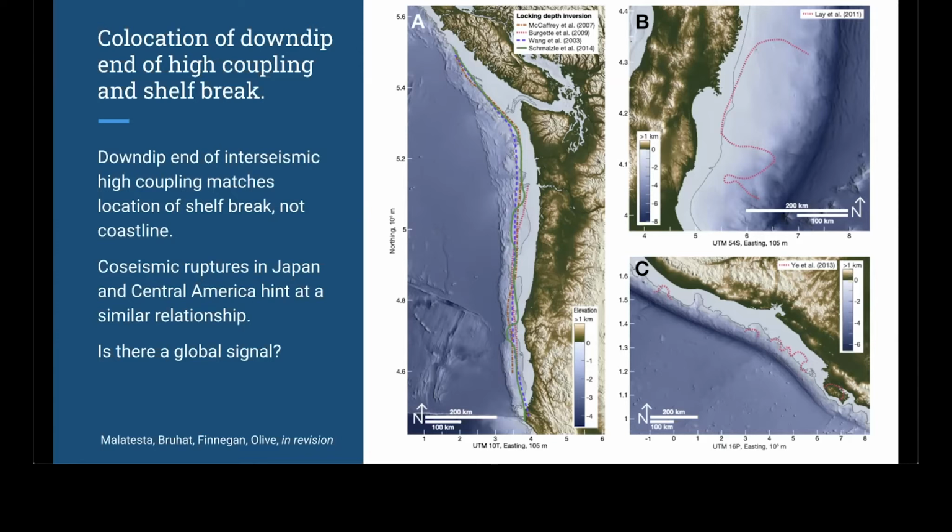In the top right of your screen, you see the rupture extent of the Tohoku Oki earthquake in 2011, which stopped around the position of the shelf break indicated by a black line. Or in the bottom right, we see the down dip end of smaller magnitude 7 ruptures that also stop underneath the shelf break. In these three sites, the shelf break is a good guide for the position of the locking depth. But is there a more global signal for this?